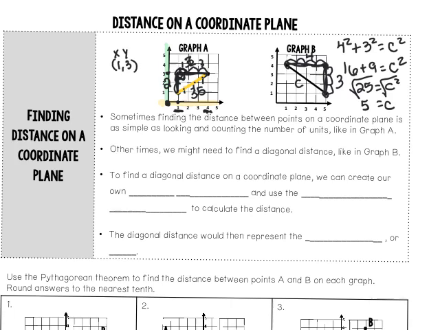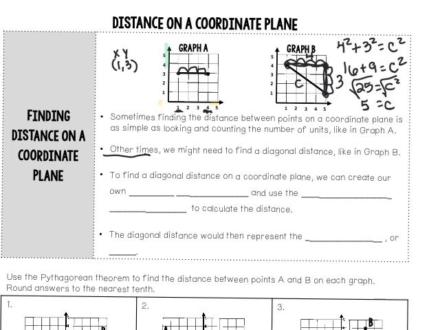Okay, so let's read through this. Sometimes finding the distance between the points on a coordinate plane is as simple as looking and counting the number of units, like in graph A. So all we had to do, just to be able to count that lateral movement, was count the hops. 1, 2, 3. However, other times, we might need to find a diagonal distance, like in graph B. And that's where you have to do your hops.